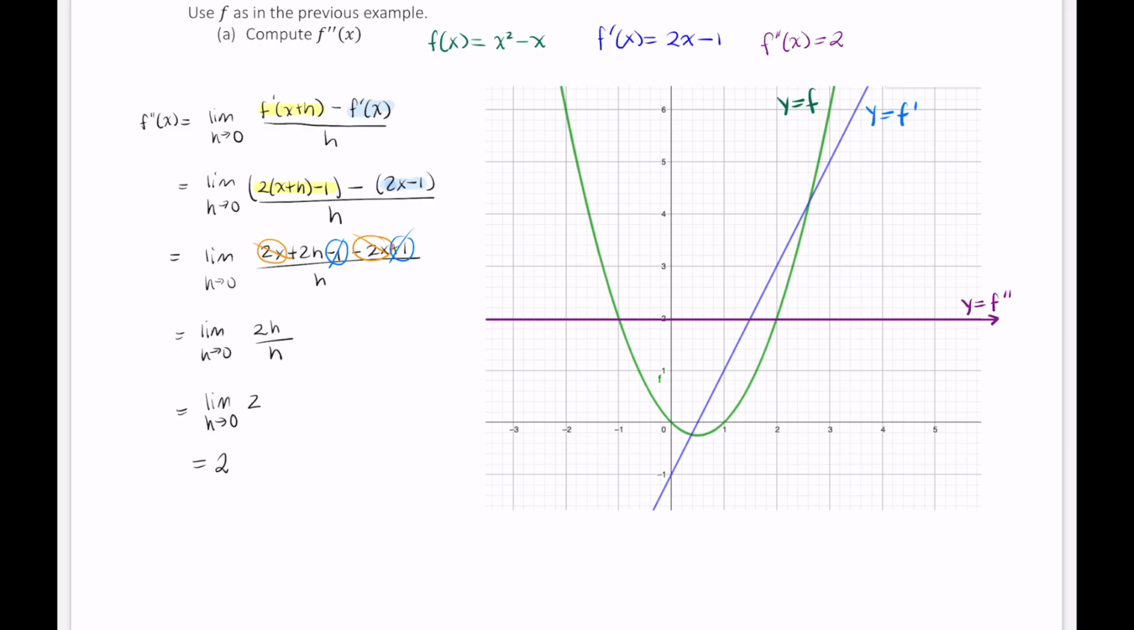So notice that our original function compared to its derivative, when it had a negative slope, the derivative was below the x-axis. When it had a slope of 0, the derivative crossed the x-axis. And when it had a positive slope, our derivative was above the x-axis.